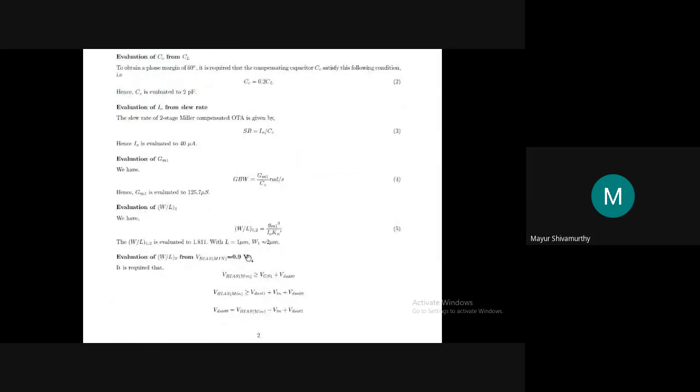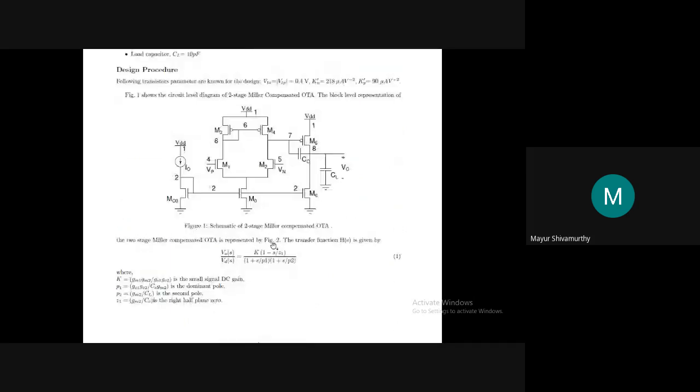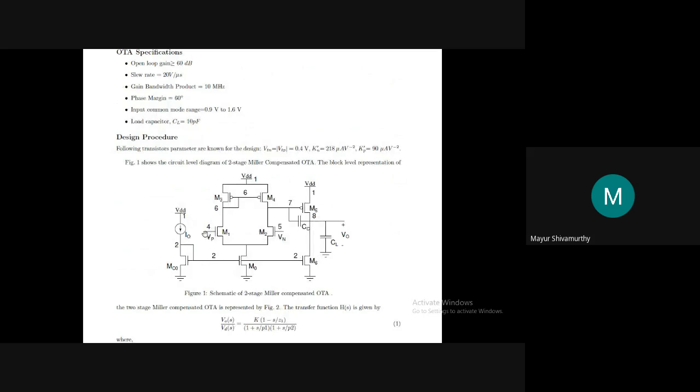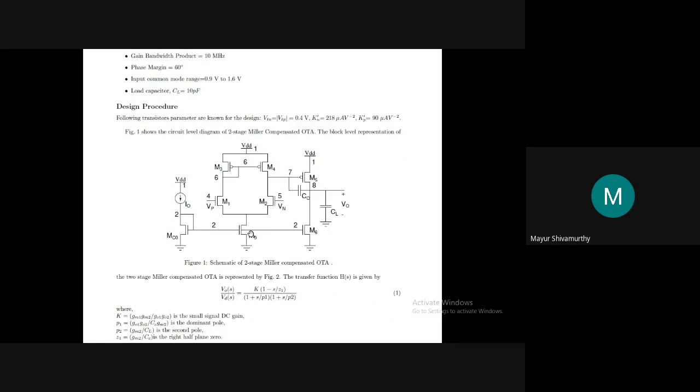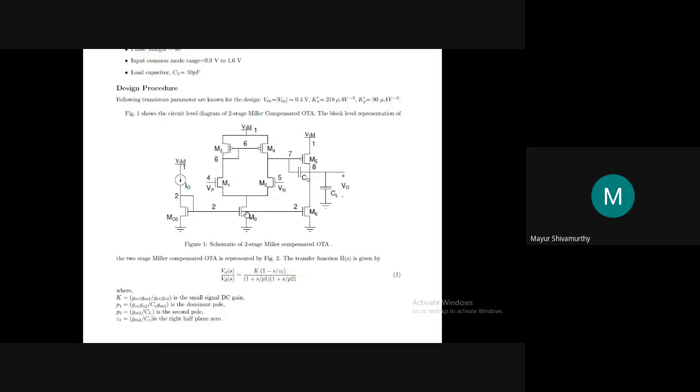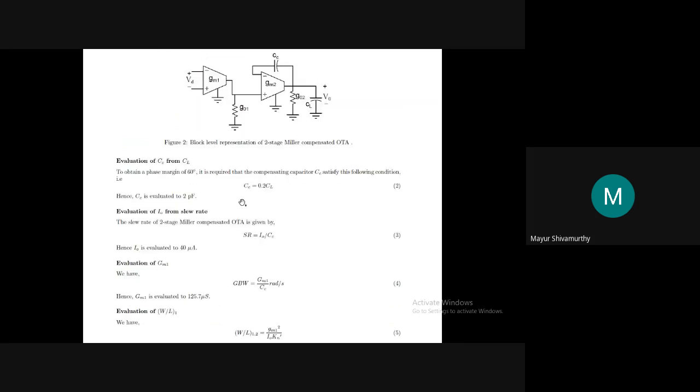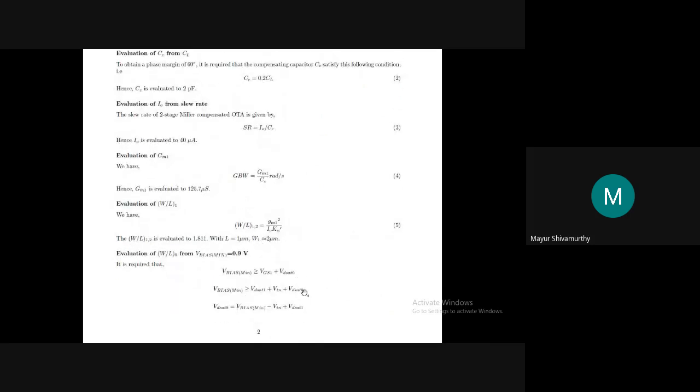From the 0.9 volts, we know that V bias must be greater than or equal to VGS1 plus VDS0. That is, this bias minimum must be equal to the drop of this plus the drop of this. So VD sat is the minimum voltage required across the transistor M0 such that it remains in the saturation region. So from this VDS0 value, we can determine the geometry of this particular transistor M0.